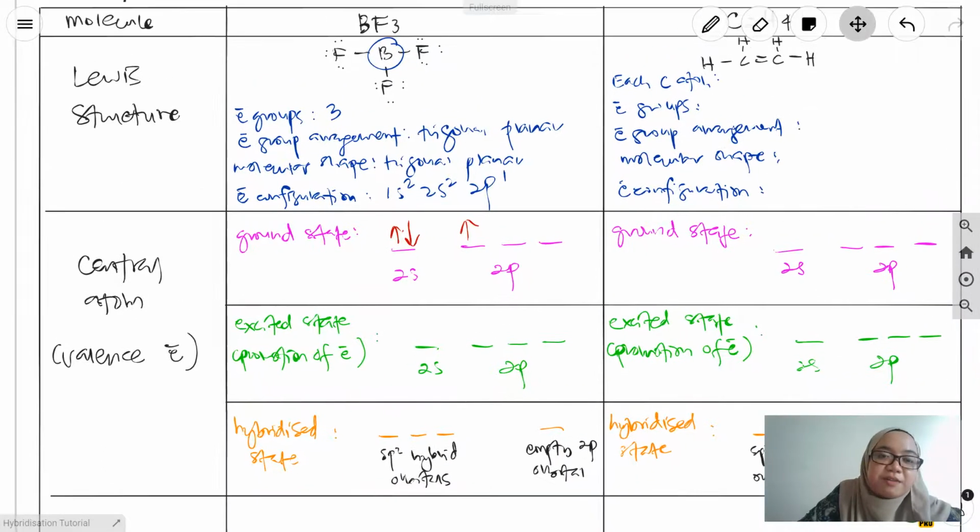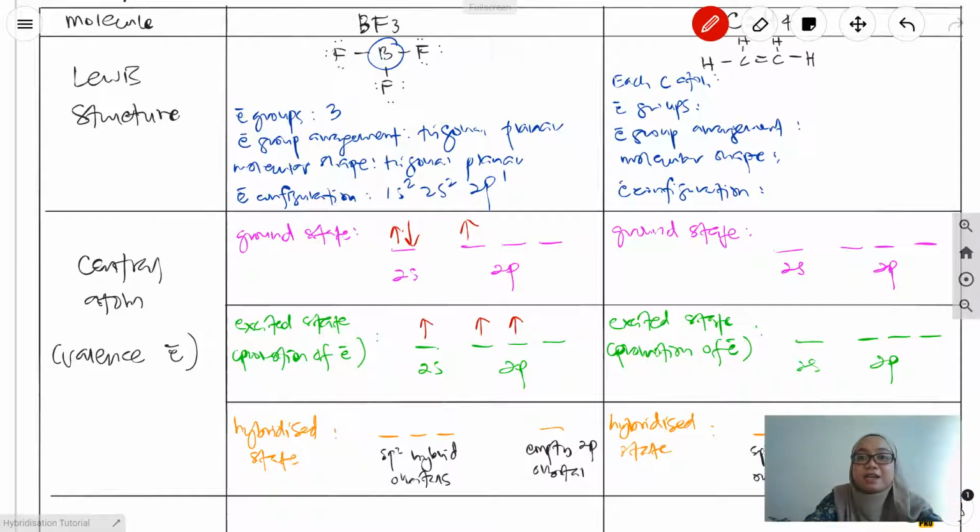When we look at the Lewis structure of the molecule, it has 3 covalent bonds. So that means boron needs to have 3 unpaired electrons so that it can form bonds with the fluorine atoms. So how? We need to excite 1 electron from the 2s orbital to the 2p orbital. At the excited state, the electronic configuration will be like this. Now it has 3 unpaired electrons.